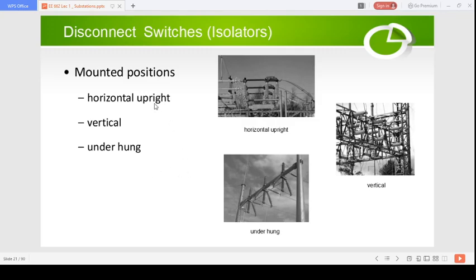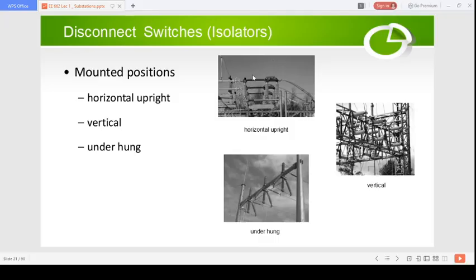We can categorize these disconnect switches based on the mounted positions. Depending on the substation size and the available land area, you will use different types of mounting positions in order to save the ground land and the area used by these devices. There are three types of mounting positions. One is called the horizontal upright, which you can see here, which opens upward like this.